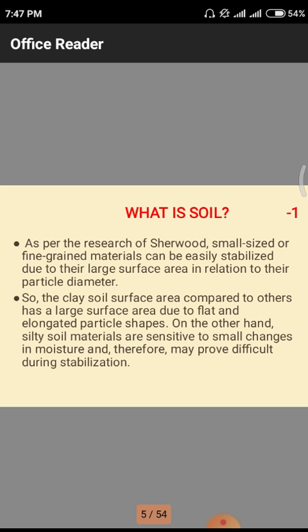Why? Because the gravel size is very large compared to a sand size particle. Whenever we are going to stabilize clay matter, clay is very fine in nature compared to sand. So we have to go for another alternative stabilization method. So according to particle size we have to decide on different stabilizations.